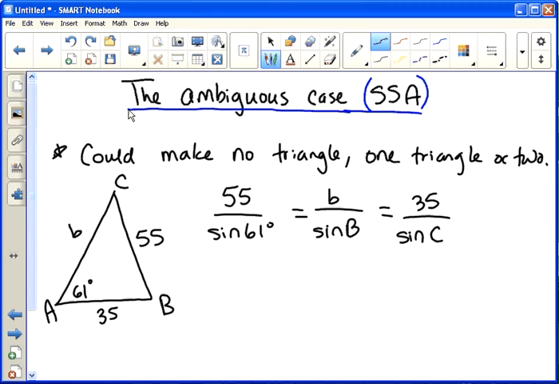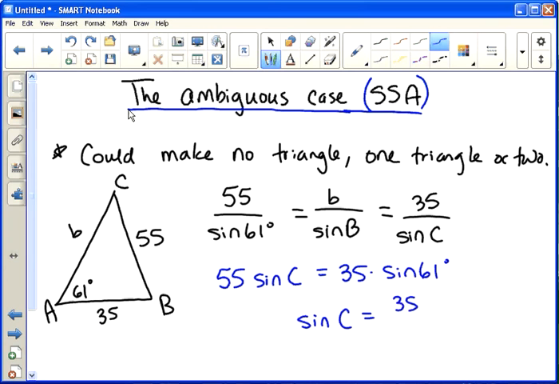Okay, so it doesn't help me to set this one equal to this one because I have little b and big B to solve for, so I'm not going to do that. I have to set the first and the last one equal to each other so that I can solve for angle C. So I do 55 times sine of C is equal to 35 times sine of 61 degrees. And notice this time I'm solving for sine of C. So now I'm going to divide both sides by 55 and get sine of C equals 35 times the sine of 61 degrees over 55.